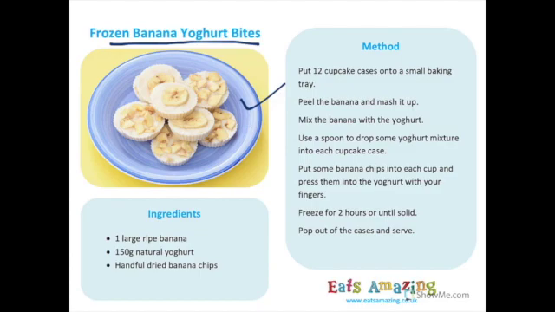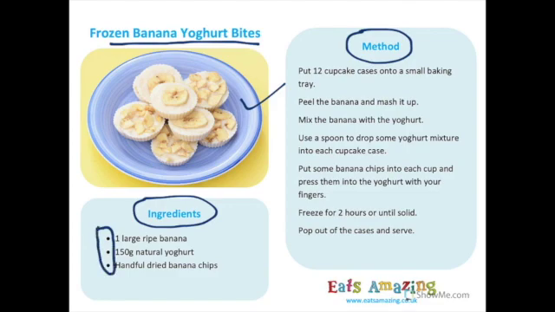The third thing that a recipe needs is subheadings. Subheadings are little headings that break information up. So we have ingredients and we have method. The ingredients are really important because obviously you need to know what you need in order to make your dish. And the ingredients are written as a list. The list is given in bullet points, which are these little dots here on the corner. The ingredients also tell us how much we need. So we need 1 large ripe banana, 150 grams of natural yogurt, and a handful of dried banana chips. Yum.